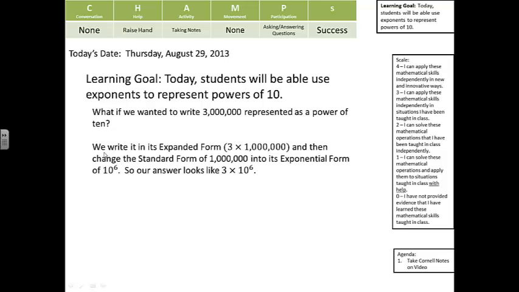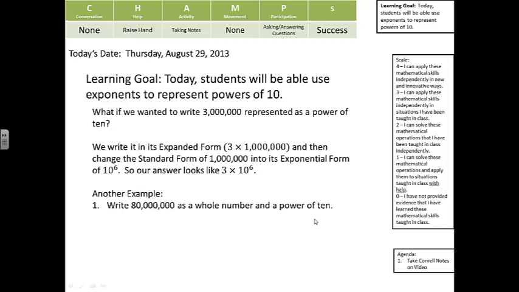The way that we're going to do it is we're going to write it in expanded form. The expanded form of 3 million is 3 times 1 million. And then we're going to change the standard form of 1 million to its exponential form, which is 10 to the 6th power. So when we combine that all together, we're going to have the 3 that we started off with in the expanded form, and then we have the 10 to the 6th to represent the 1 million. See how this is much shorter to write than it is to write out either 3 million or 3 times 1 million. So that's the purpose of being able to use our exponential forms, is to make those numbers smaller.